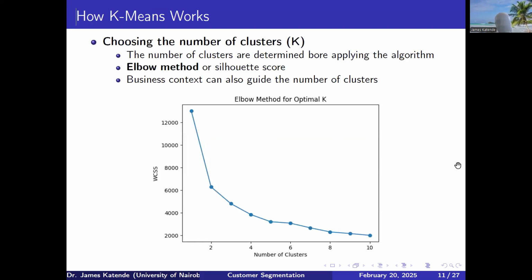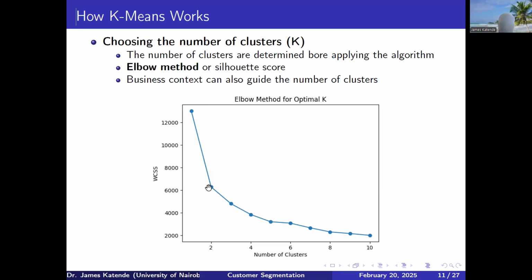Now, the other thing about K-means is that you need to predetermine the number of clusters beforehand. Before you run the algorithm, you must know how many clusters you're looking for. So there are two ways you can do this. You can use your business context to guide the number of clusters, but then you have the mathematical way of doing this using the elbow method. So this graph is generated by Python, and it has computed these values of the within-cluster sum of squares, which sort of measures the quality of your clustering. The larger the value, the worse your clustering is.